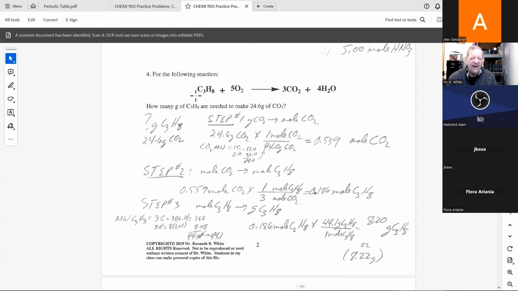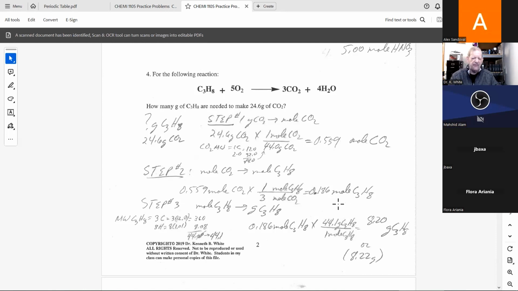All right, so what this balanced chemical equation says is, for every 1 mole of C3H8 you react, 3 moles of CO2 are made. And that's where we get the 1 and 3. Those are exact numbers, 3 significant figures. Are we done? No. We're trying to get grams of C3H8, not moles.